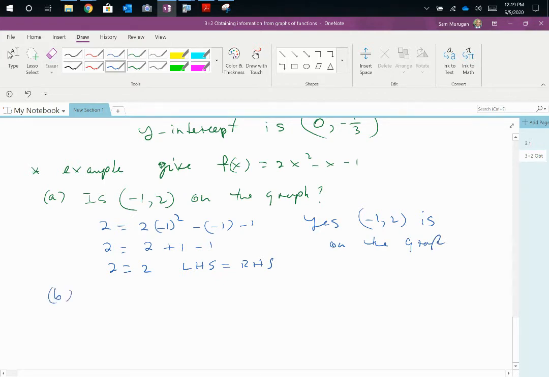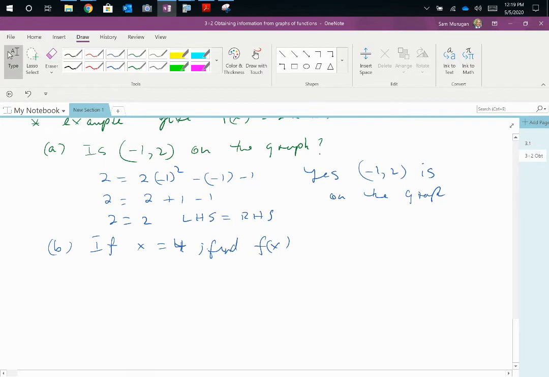Part B, if x is equal to 4, find f of x. So they're asking us to find the equation substituted with 4, which is 2 times 4 squared minus 4 minus 1, which is 16, 32 minus 4.